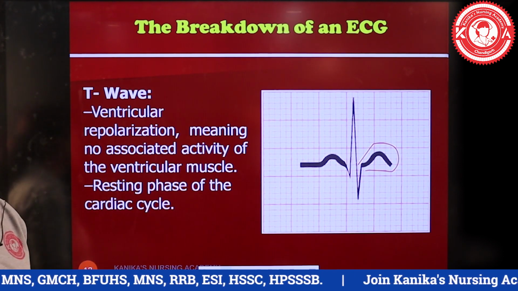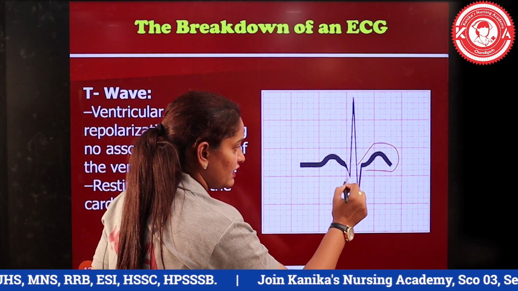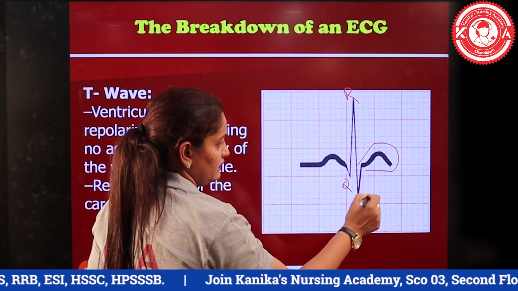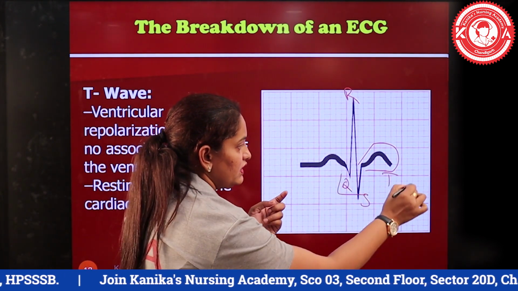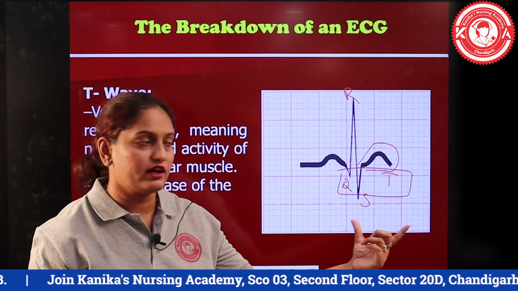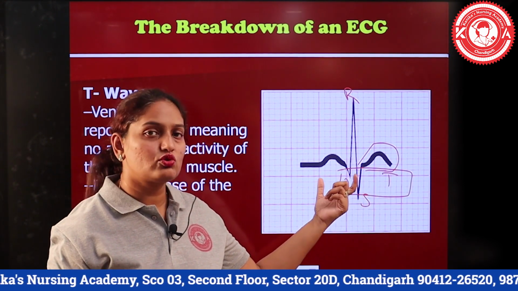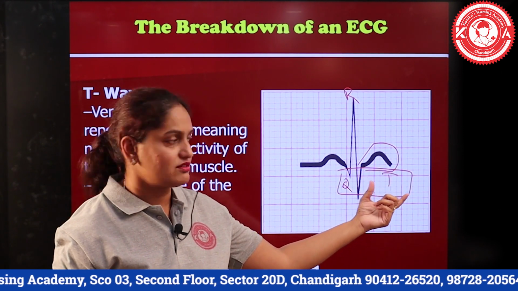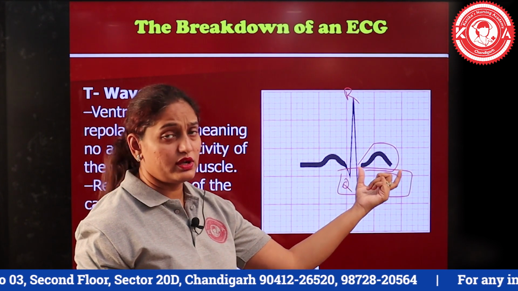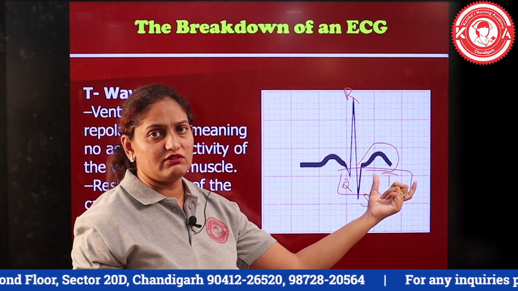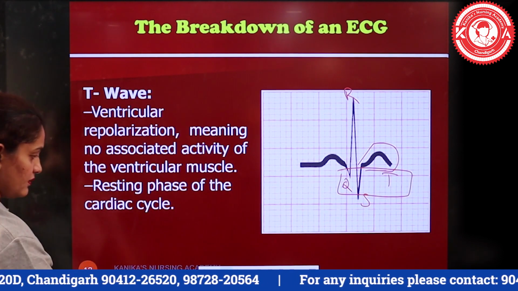of the ventricular muscle, and it is known as the resting phase of the cardiac cycle. So if we say Q, R, S and T, the complete QT interval determines the time taken by the ventricles to depolarize and then to repolarize, whereas if we just talk about the T wave, it is showing that there is no electrical activity, the ventricles are recharging for the next impulse to take place.